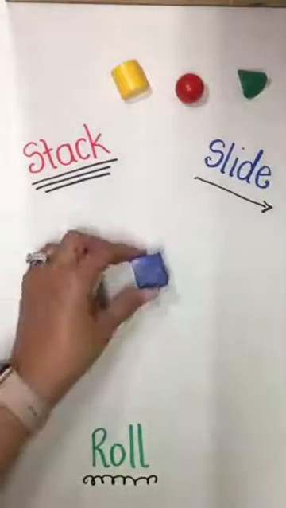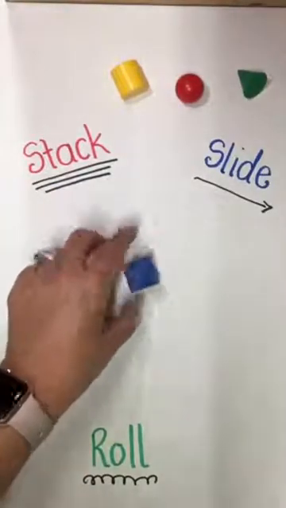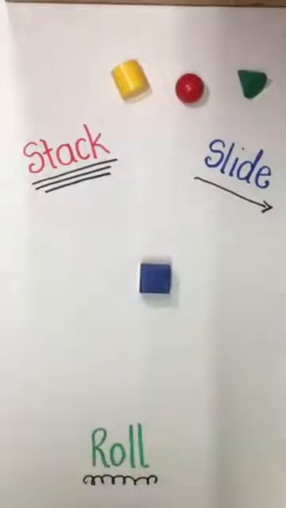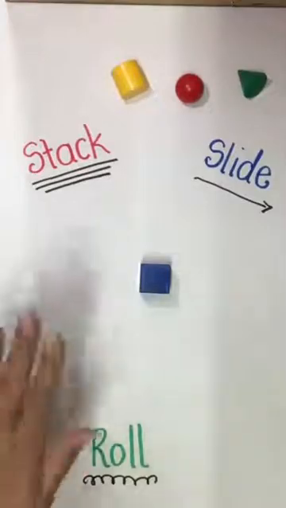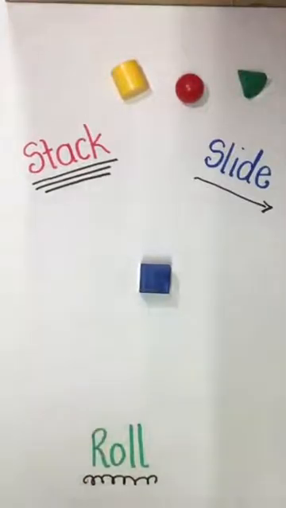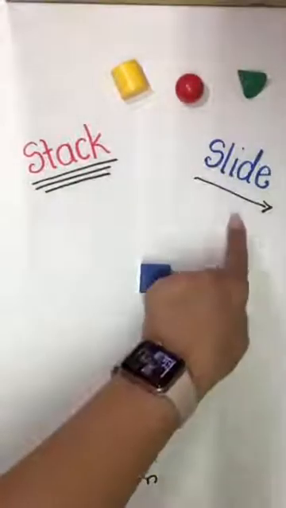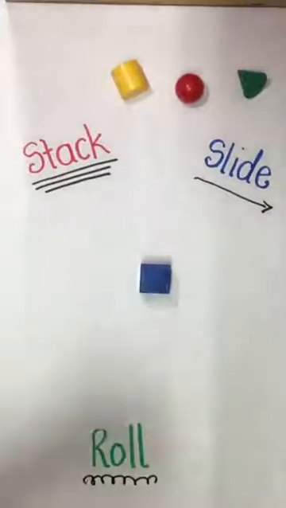A cube has 6 flat faces. So if a cube has 6 flat faces, I can think to myself, a flat face can stack, a flat face can slide, but a flat face cannot roll. So let's check that out and see if it's true.